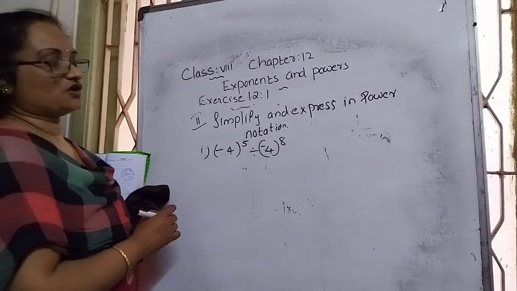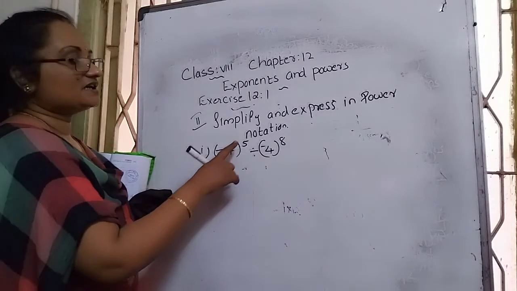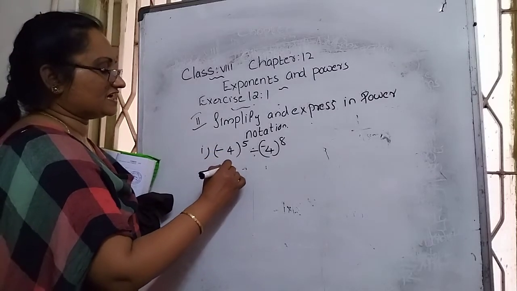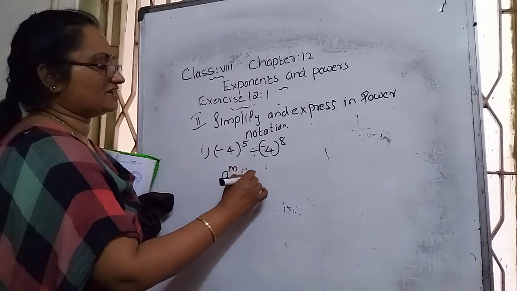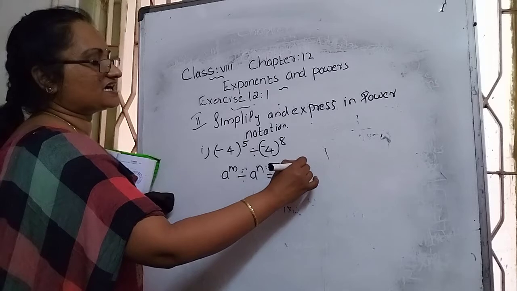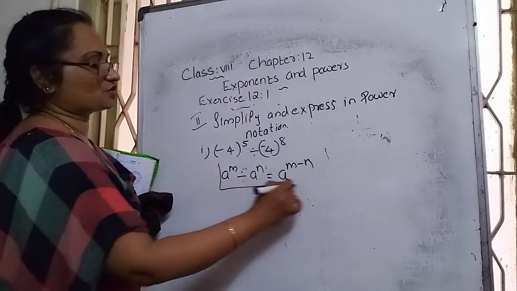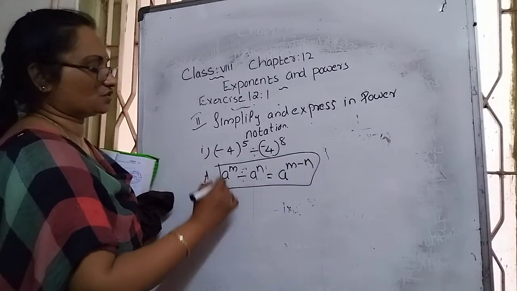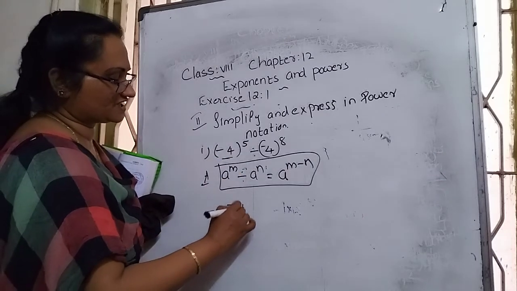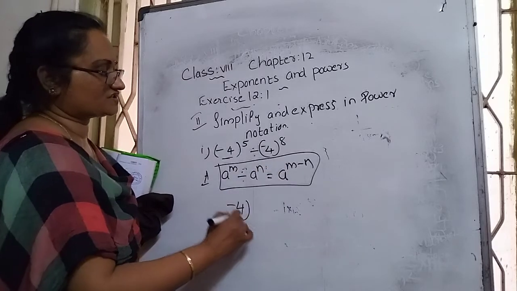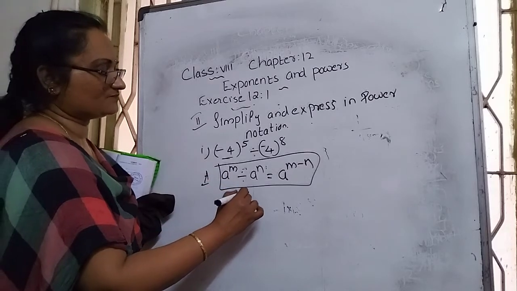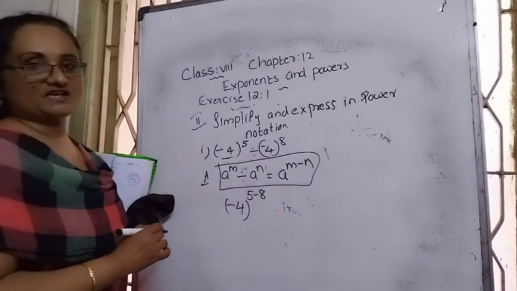Here, see the division form, they have the same base. In the division case, powers are subtracted. Which property is this? A raised to m divided by a raised to n. Same base means write the base one time, and the powers are subtracted. That rule applies here. Instead of a, the base value is minus 4. What are the powers? 5 and 8 are the powers. So 5 minus 8 comes there.